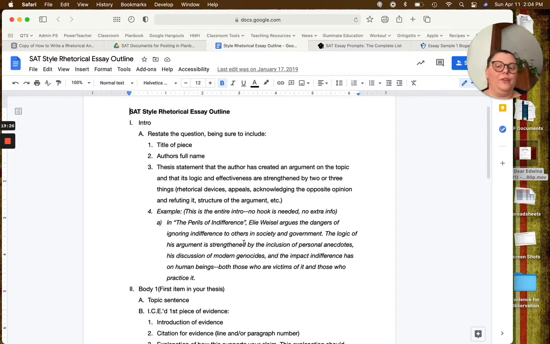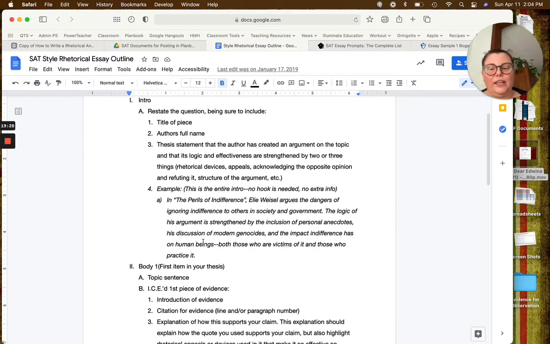So an example. This is based on one we actually didn't get to reading this year, but an essay or a speech by Elie Wiesel called The Perils of Indifference. So in The Perils of Indifference, Elie Wiesel argues the dangers of ignoring indifference to others in society and government. The logic of his argument is strengthened by the inclusion of personal anecdotes, his discussion of modern genocides, and the impact indifference has on human beings, both those who are victims of it and those who practice it.